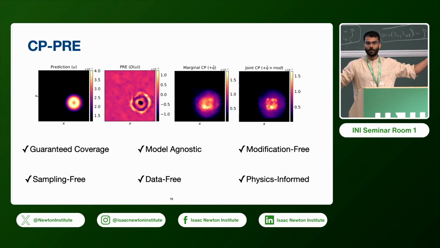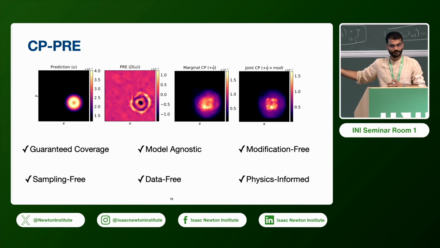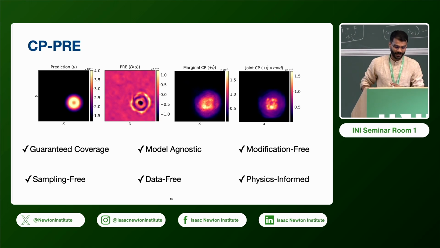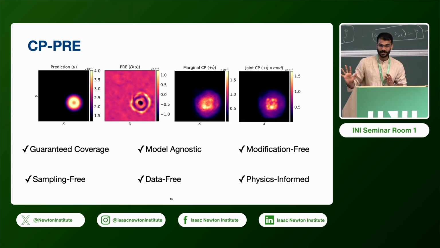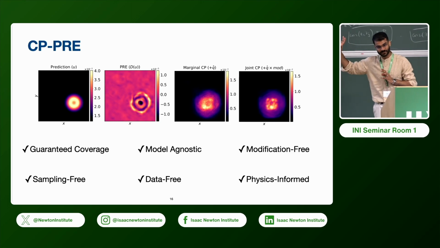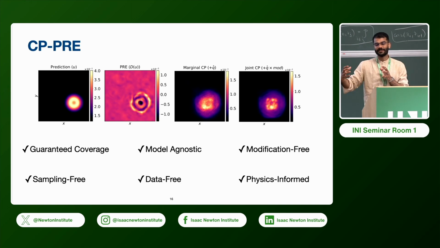It doesn't matter whether it's an FNO or a physics-informed neural network or a transformer. It could be from ChatGPT, it doesn't matter, as long as you've got the solution space. You don't need any modifications done to the model. It doesn't require any sampling. It's completely data-free. All you need to do is formulate this physics residual error in any way that you want, and it's physics-informed because we're actually measuring how much the model is deviating from our understanding of the ground truth and reality as well.